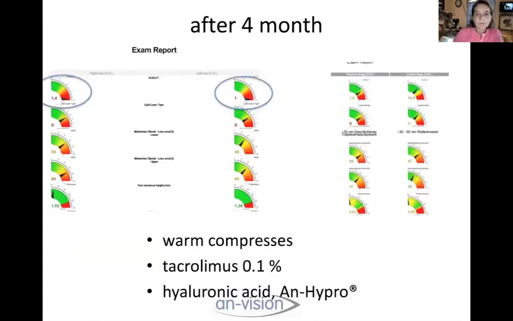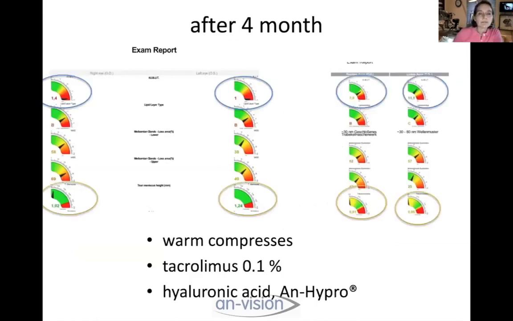So this is when we started. We had really bad tear breakup times, and they went up after 4 months. We also had a lot of watery eyes, a lot of tear film in the tear meniscus height, and that went into normal range.